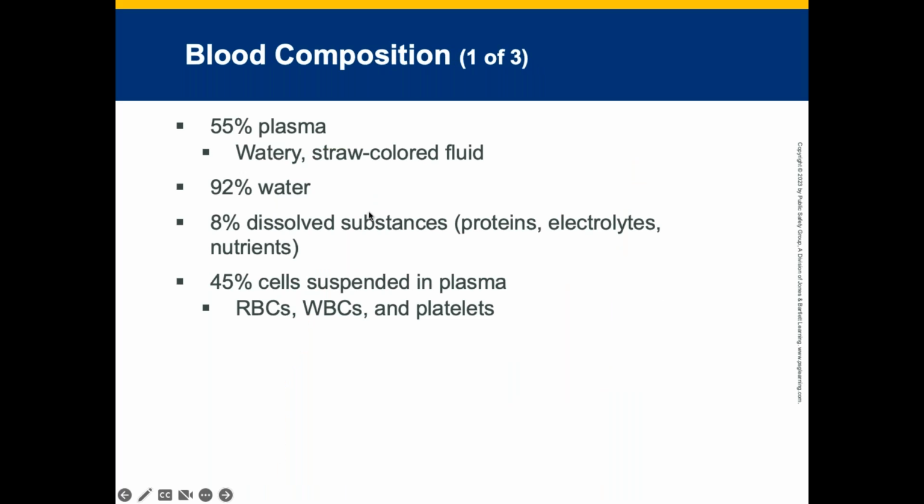As far as blood composition goes, there's 55% plasma, which is 92% water and 8% dissolved substances: protein, electrolytes, nutrients. 45% is cells suspended in plasma, like white and red blood cells, platelets, things like that. We're never going to measure any of these in the field. If you do an interfacility transport, you'll probably see something called the CBC, a complete blood count, where you'll have all these different things for you.